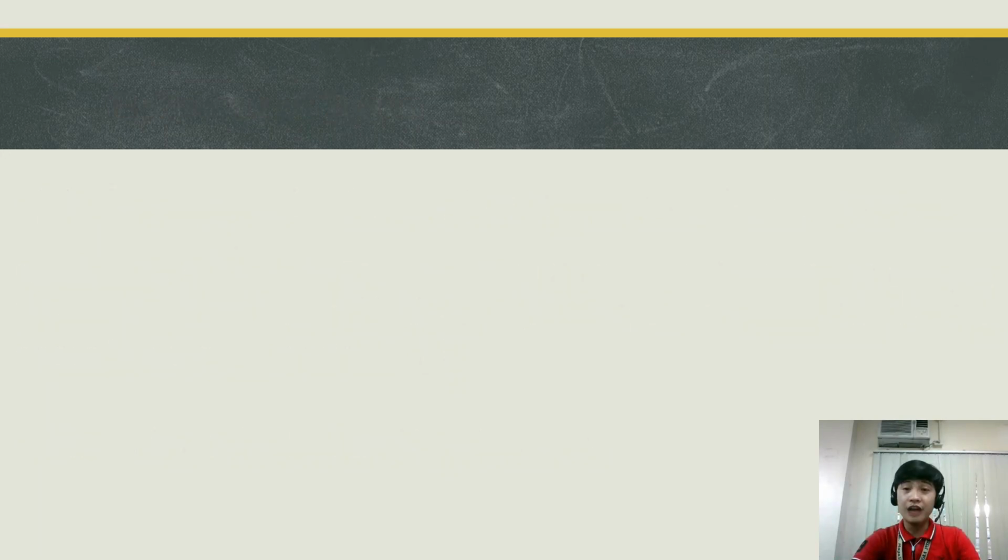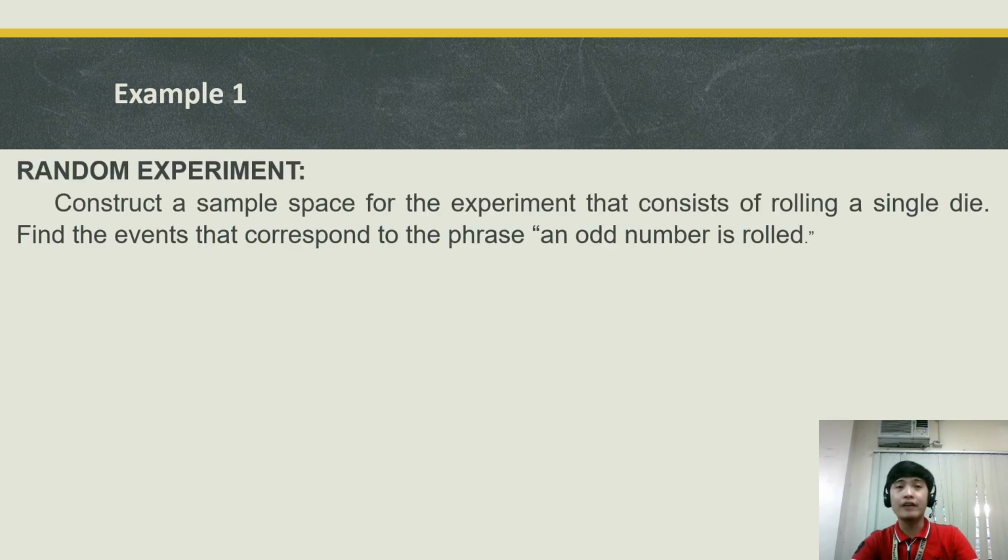Okay, so let's start with our first example. So example number 1, the given random experiment is we need to construct a sample space. Ito po yung given experiment natin. Construct a sample space for the experiment that consists of rolling a single die. And find the events that correspond to the phrase an odd number is rolled.